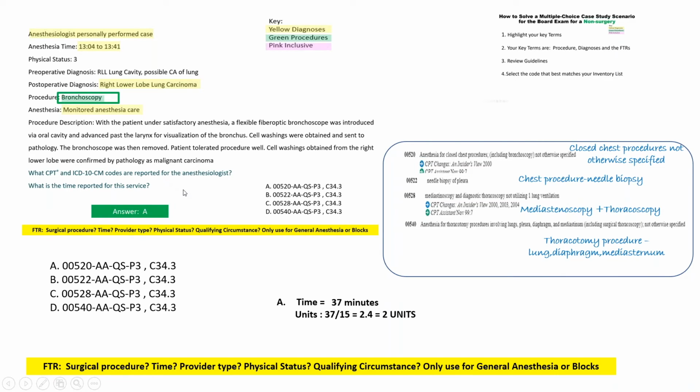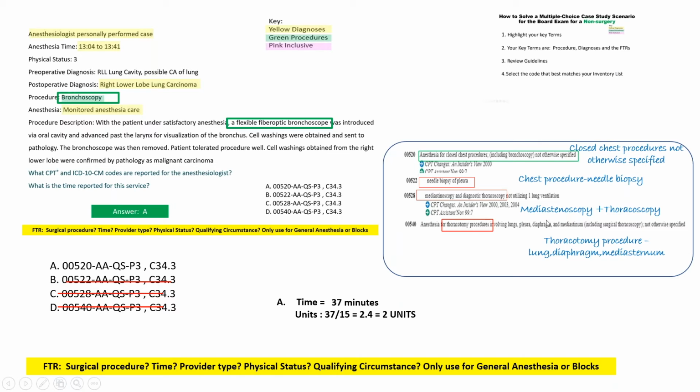So let's look at the procedure which is performed. It was a bronchoscopy that was performed, and a flexible bronchoscope was used. So this was not a thoracotomy procedure. 00540, that is not what we have performed. So that's the wrong answer. And option C, 00528, is for mediastinoscopy plus thoracoscopy, and that was also not the procedure performed. Neither did we use a needle biopsy in this scenario. So option B is also a wrong answer.